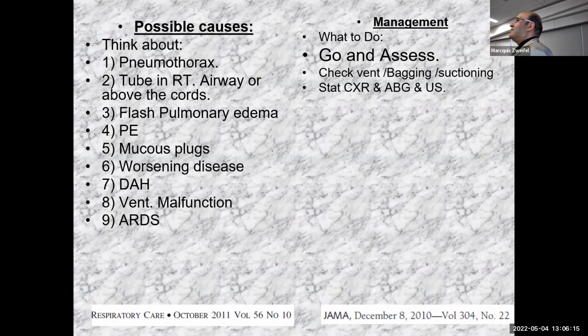So increasing the I-time will help. When you increase the I-time, you keep your 100% oxygen in the alveoli for a longer time. You allow more diffusion of the oxygen to the capillaries. What else?